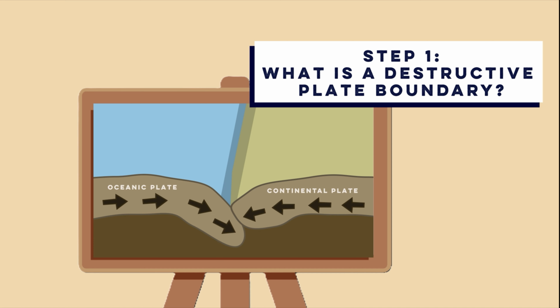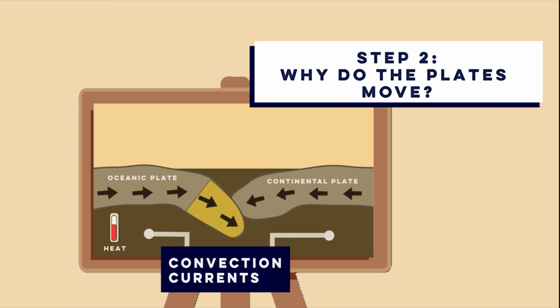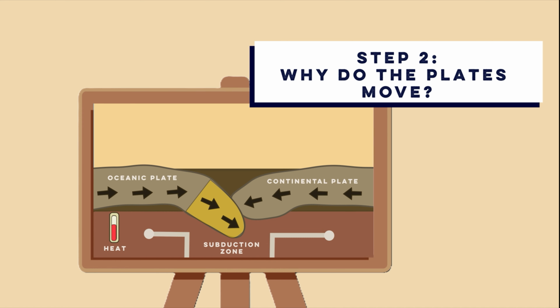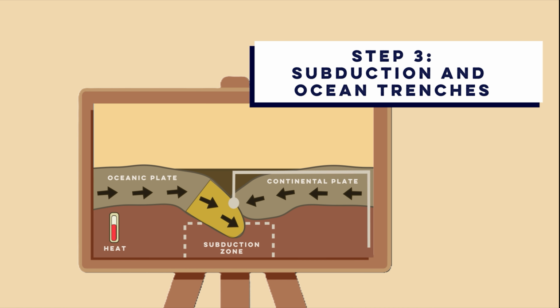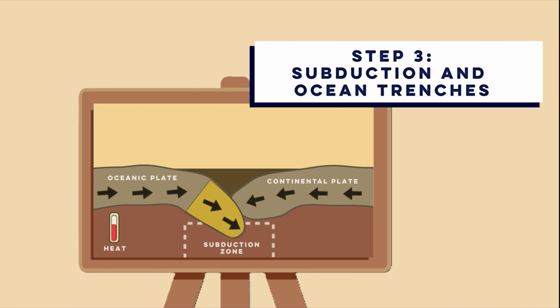These plates move because of convection currents in the mantle. Heat from the Earth's core causes the hot magma to rise, spread out, and drag the tectonic plates with it. This slow movement drives plates into each other over millions of years. As the oceanic plate sinks, it forms a deep ocean trench at the point of subduction. This trench marks where the crust is being pulled down into the mantle and being destroyed by the heat and the pressure. A famous example of this would be the Peru-Chile Trench along the west coast of South America.